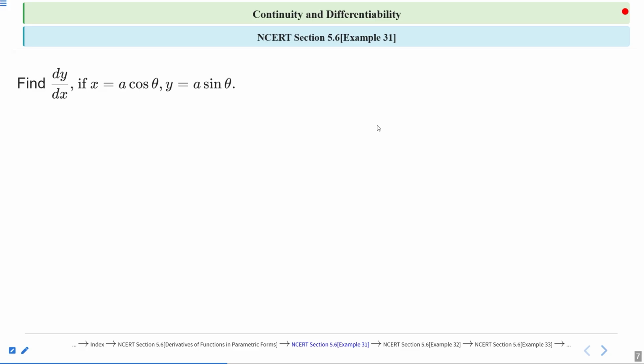Clear? See, here x is given in terms of theta and y is also given in terms of theta, right? So we can easily calculate dx by d theta as well as dy by d theta. After calculating dx by d theta and dy by d theta, we can calculate dy by dx, which is basically dy by d theta upon dx by d theta, right? So in this way, you can try to approach this question. You have some time to solve this question. After that, we'll move to the solution part, right?